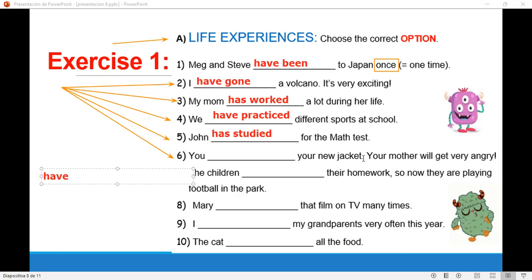Yes, but it says here that my mother will be very angry. So if I have bought a new jacket... the point is that my mother is very angry because I have done something. Imagine that this mother bought that jacket. So she will be very angry, but why?